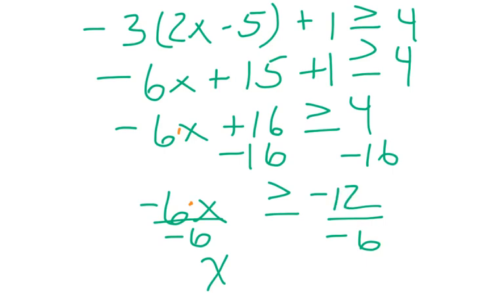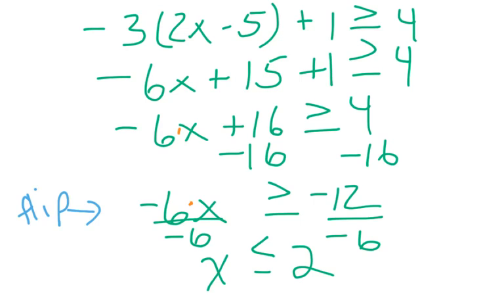12 divided by 6 is 2. Here's the extra step. When you divide by a negative, you have to flip the inequality symbol around. I'm going to make a little note there that says flip. So there are two mistakes that students will make with this. One is they will not flip the inequality when they are supposed to, and the other is they will flip it when they're not supposed to.